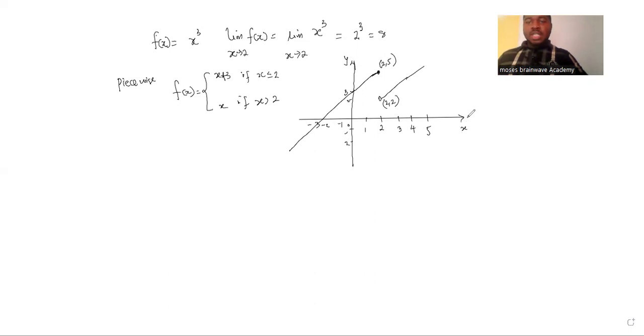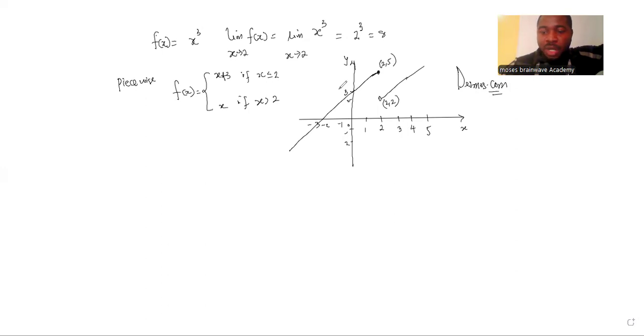You know how the graph should look. You can actually use Desmos to plot this. Desmos.com is a graphing calculator, free online. You can use it to graph this particular function, right? So let's analyze this function. That is a jump. There is a jump over here.